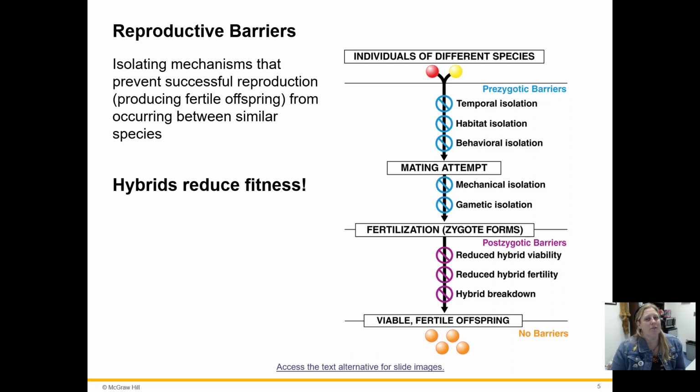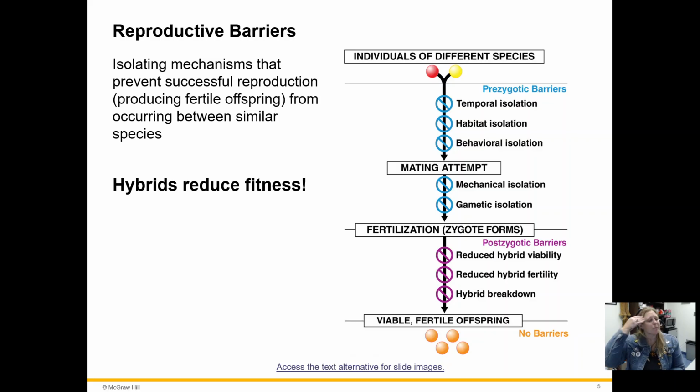So how do we prevent hybridization? Well, there are two different barrier types. You can have prezygotic and postzygotic barriers. Prezygotic barriers stop the baby from forming. Okay, no before baby, right? We are stopping this process in its tracks. Postzygotic barriers are after a sperm and egg have gone together, a zygote has formed, and this is where we start to see this happening.